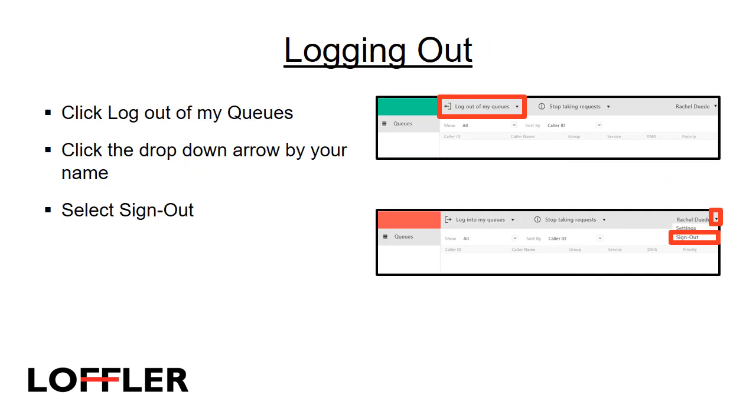To log out of the Interaction Center, click Log Out of My Queues. Click the drop-down arrow by your name and select Sign Out.